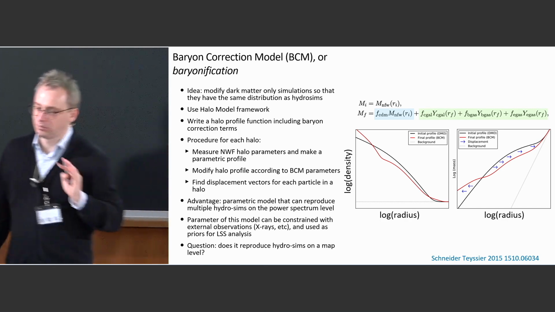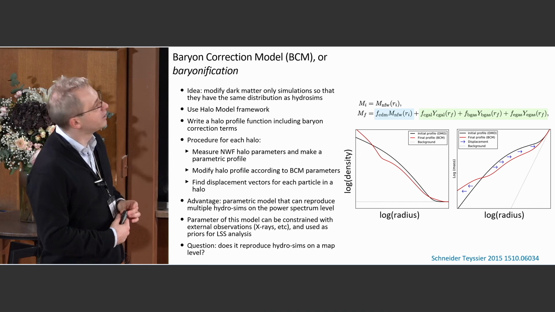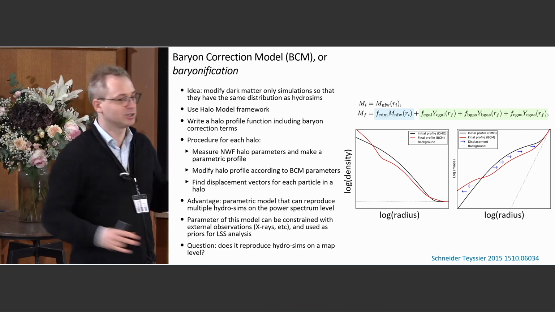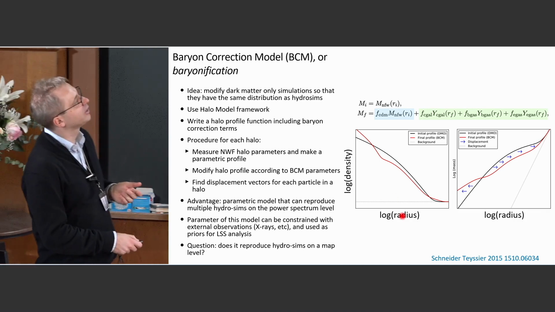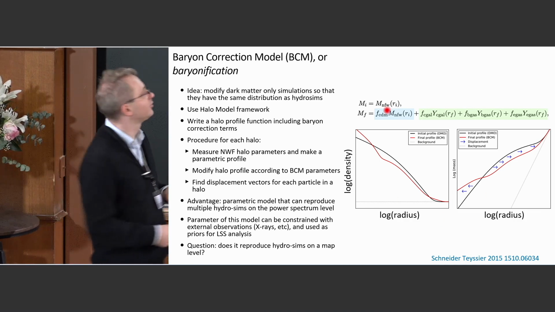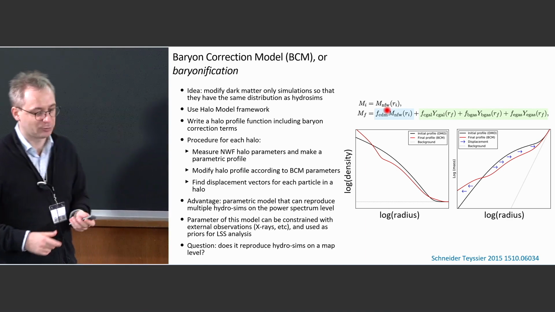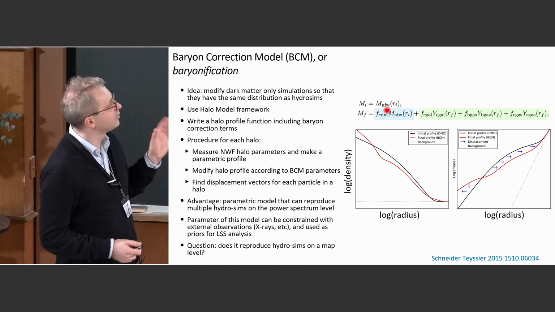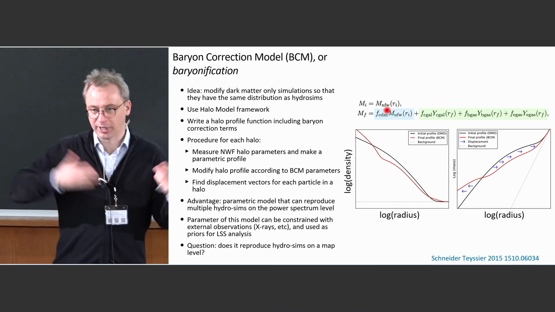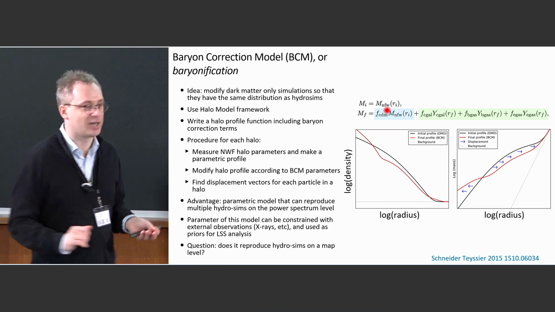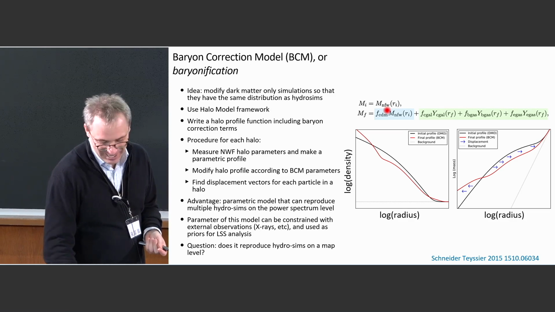Okay, this is what a lot of methods use to marginalize. Nice property of this is that it can mimic a lot of different hydro models on the power spectrum level, and it also can be constrained. So the parameters of this model can be constrained with other observations like X-rays and so on. So we can use those as a prior in our analysis. But again, how well does this reproduce our baryon physics compared to hydro simulations on the map level? I don't think it's a question that anyone has answered, and I will be very interested to know.